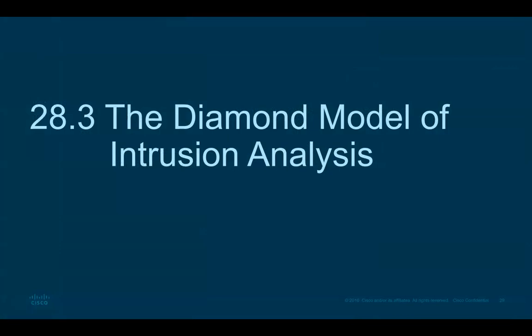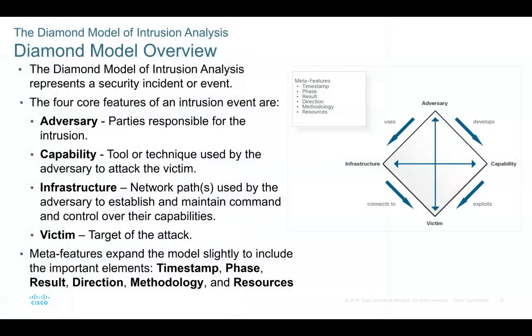All right, the other model is called the Diamond Model of intrusion analysis. So let's take a look at that. You need to write these four features of the Diamond Model: the adversary, that's the threat actor, right? Then you have the capability, the infrastructure, and the victim. For the adversary, they can develop capabilities and so on.